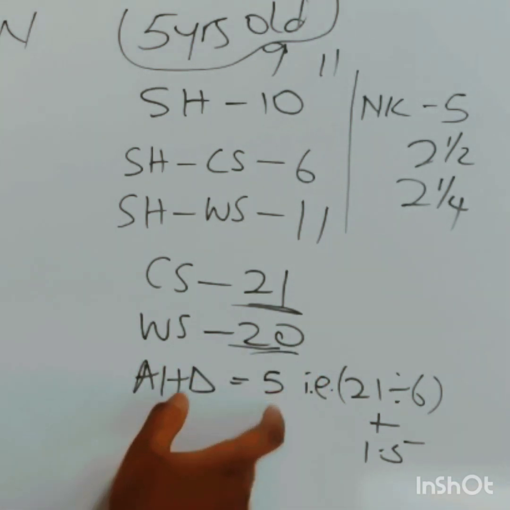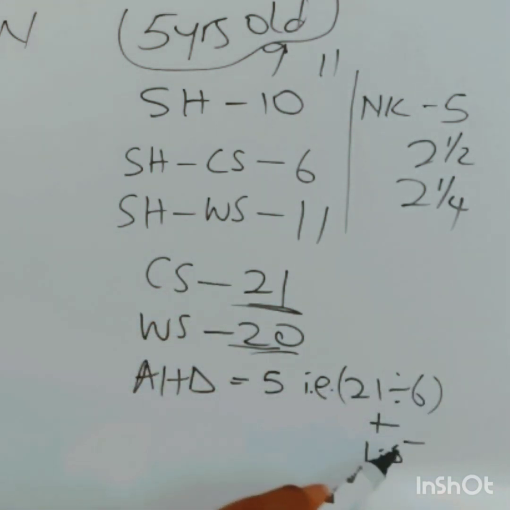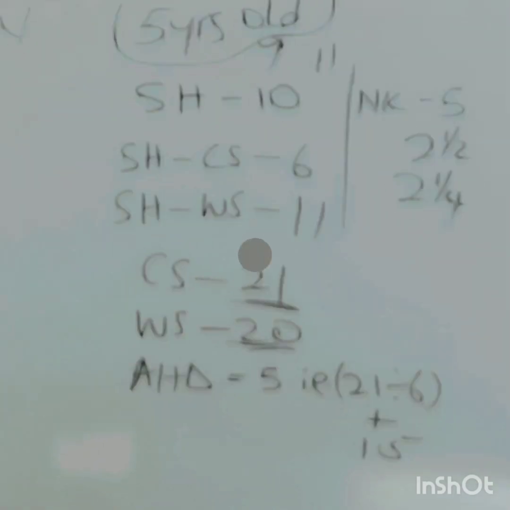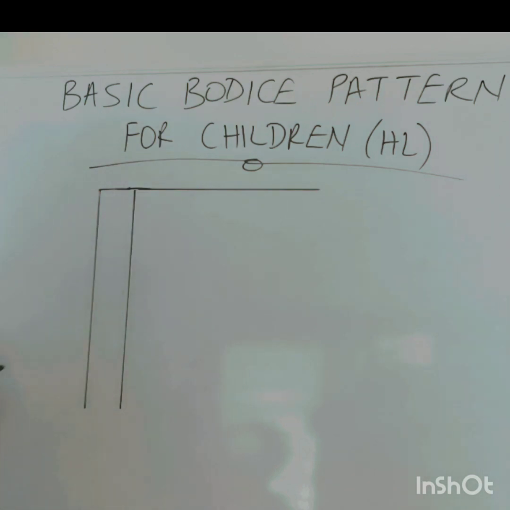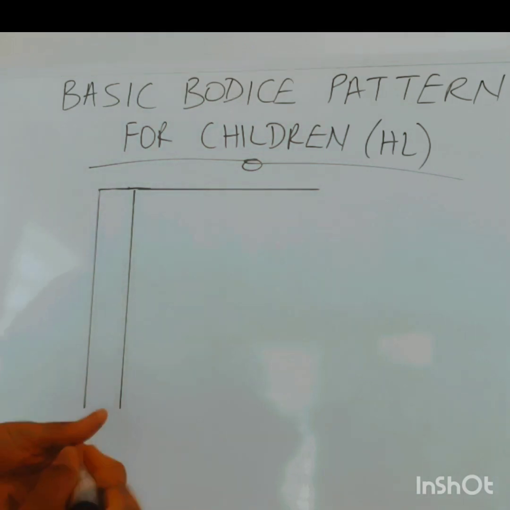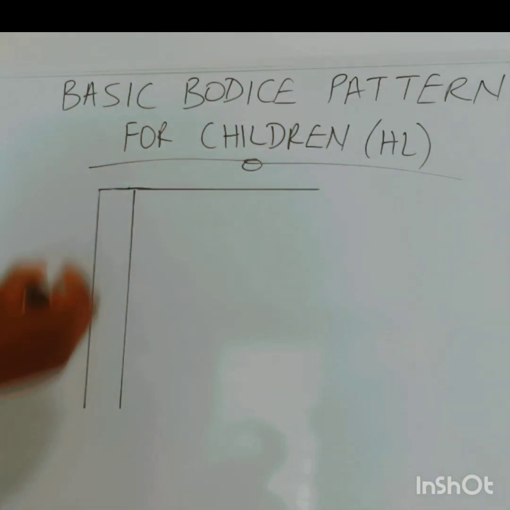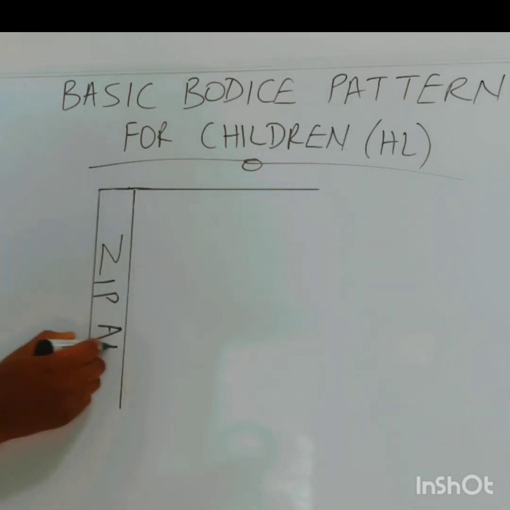The armhole depth is 5 inches, and we got that by dividing the chest measurement by 6 and adding 1.5, the same way we calculate for an adult. So the same formula works for children. Now I'm going to be using the board. Like I said, I'm drafting both the front and the back together. So this part represents the back. Just take it that I've placed the front pattern on the back pattern, and this part will now be the zipper allowance.